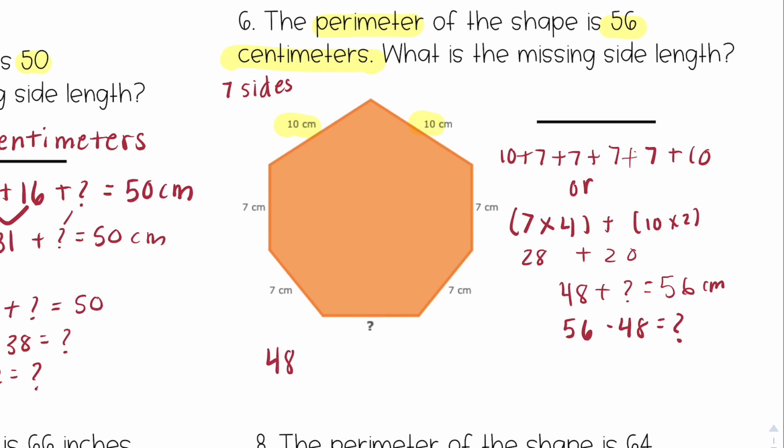If you want to use the counting on strategy, you would start at 48 and add 2 to get to your next 10, which would be 50. And then you would add 6 to get to 56, and I know that 2 plus 6 is 8. So I know my question mark is equal to 8, but not just 8, it gives us the unit, so it's 8 centimeters.